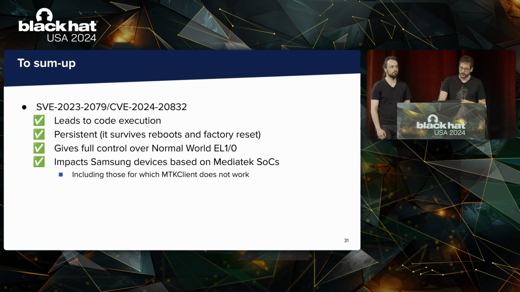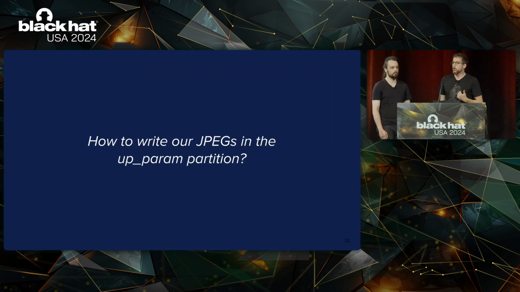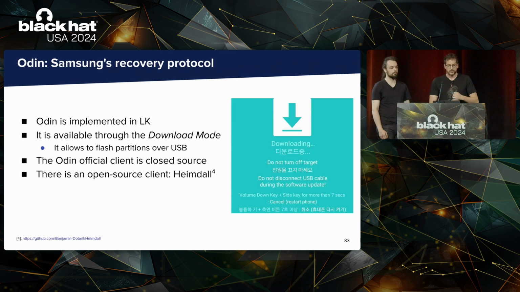We have code execution in Little Kernel, but now we need a way to flash the malicious JPEGs on the flash memory without being already privileged. And that is the question we will try to answer now. For that, we will take a look at Odin, the recovery protocol implemented by Samsung that allows flashing partitions through USB. It's also implemented in Little Kernel. And we have two clients available. One is the official one, not super practical and closed source. And there is an open source client called AMDL that we actually use in our proof of concept.